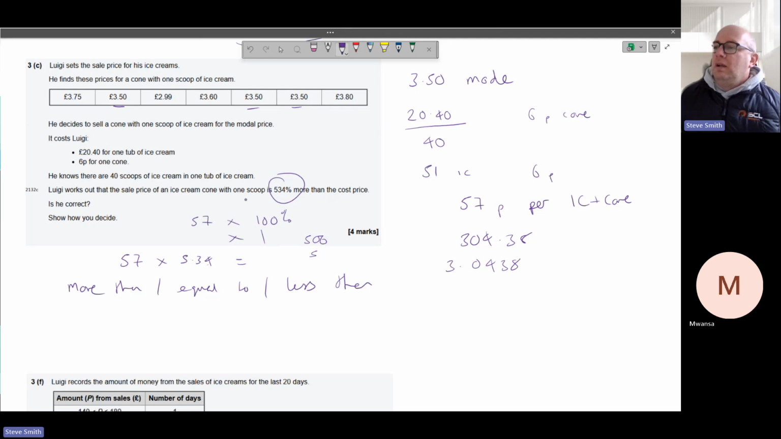When I see that, his cost price is 3.04 and the sell price is bigger at 3.50. So is he correct? Luigi works out the sale price of an ice cream with 1 scoop is 534% more than the cost price. So I've just timesed my cost price, which is 57p, by 534, and I haven't got to that number. So you can argue that it's not correct, because it's even more. The actual sell price is even more than 534%.